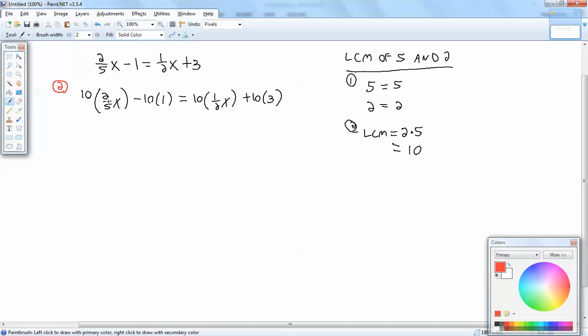Now 10 and 5 are both divisible by 5. 5 divided by 5 is 1. 10 divided by 5 is 2. 2 and 10 are both divisible by 2. 2 divided by 2 is 1. 10 divided by 2 is 5. So we got 2 times 2 is 4x, minus 10 times 1 is 10, equals 5 times 1, which is 5x, plus 10 times 3, which is 30.